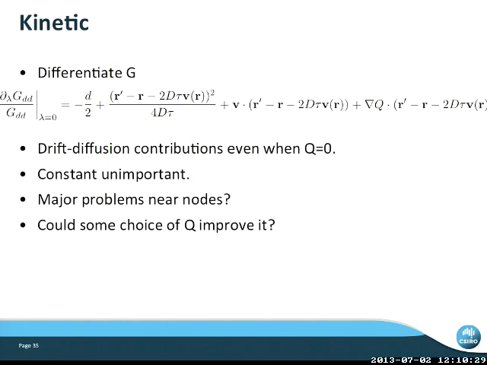What's more troubling about this is, are there problems near nodes? For example, here I've got a v dot v, and I've got a v dot v up here. So that looks like it's going to be a quadratic divergence near a node. Potentially, a good value of del Q might be able to do something here, but it's too early to say.